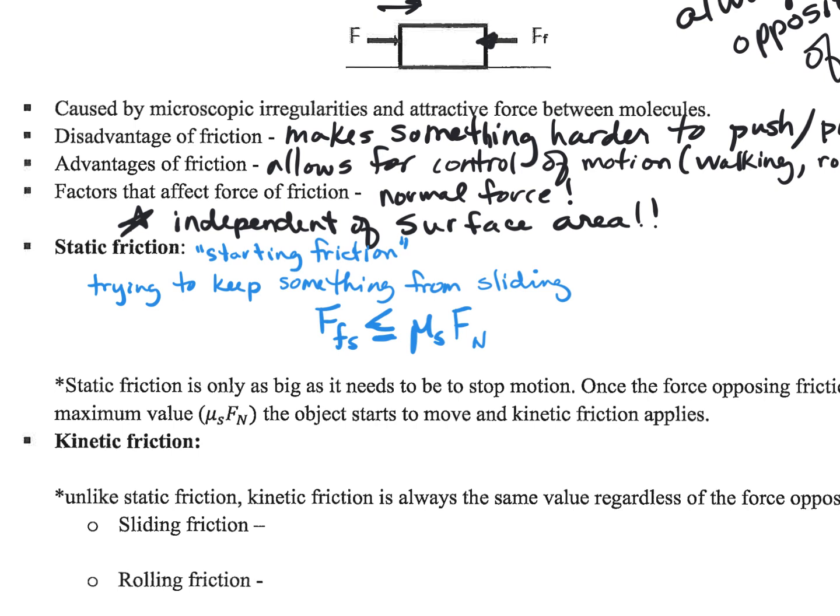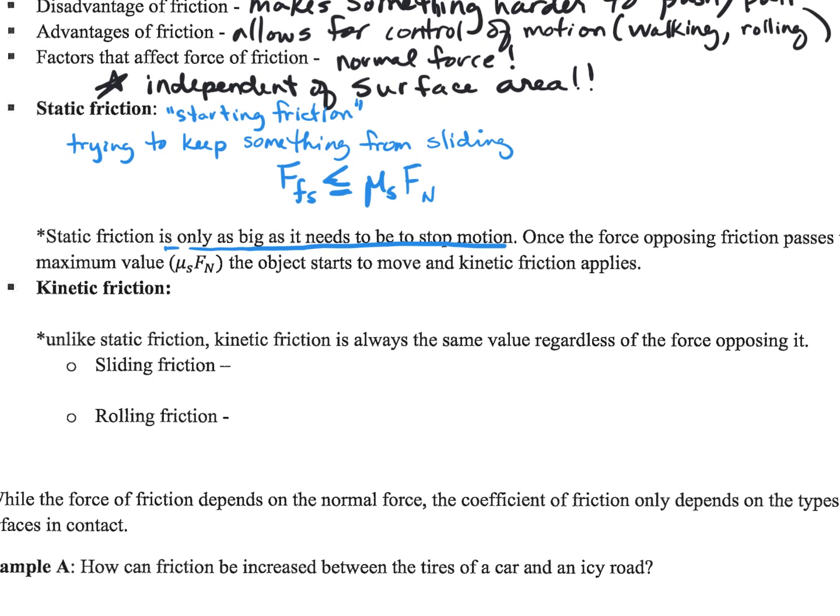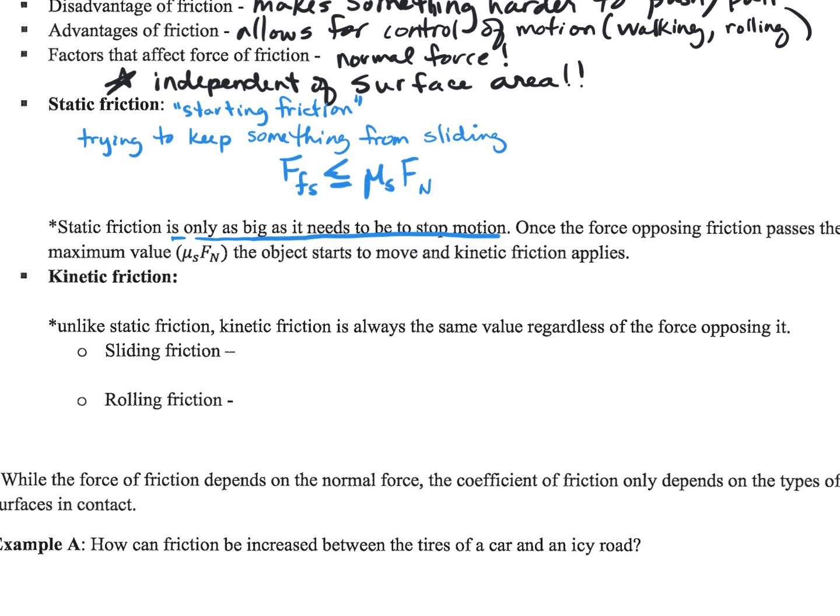Let's not jump ahead. But see what it says right here? Only as big as it needs to be to stop motion. That's what I'm talking about. Once the force of opposing friction passes the maximum value, the object starts to move and kinetic friction works. So this is the friction.